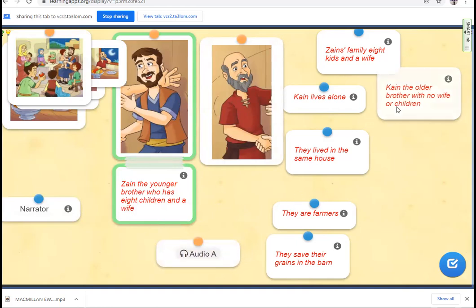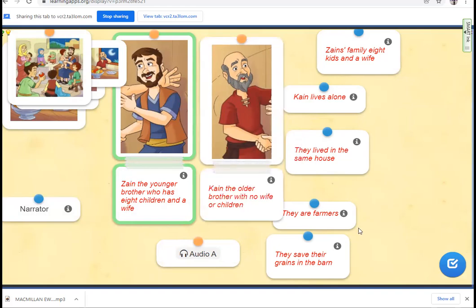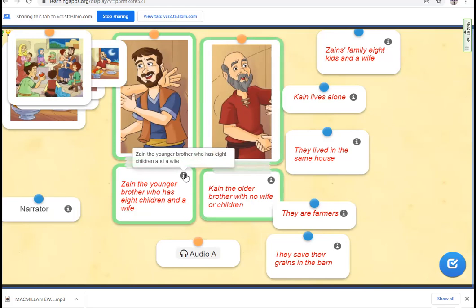But Cain is different. Cain, the older brother with no wife or children. Zayn, the younger brother who has 8 children and a wife. So we have Cain and Zayn. Cain has no wife or kids, but they are still brothers.